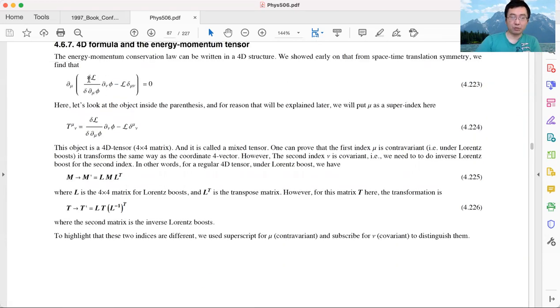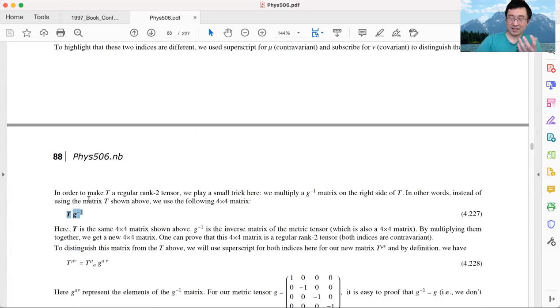So we need to modify this guy a little bit. This one we call T, with one upper index and one lower index. But that is not what we typically use. What we typically use is a slightly different matrix: this T matrix multiplied by the G inverse matrix.